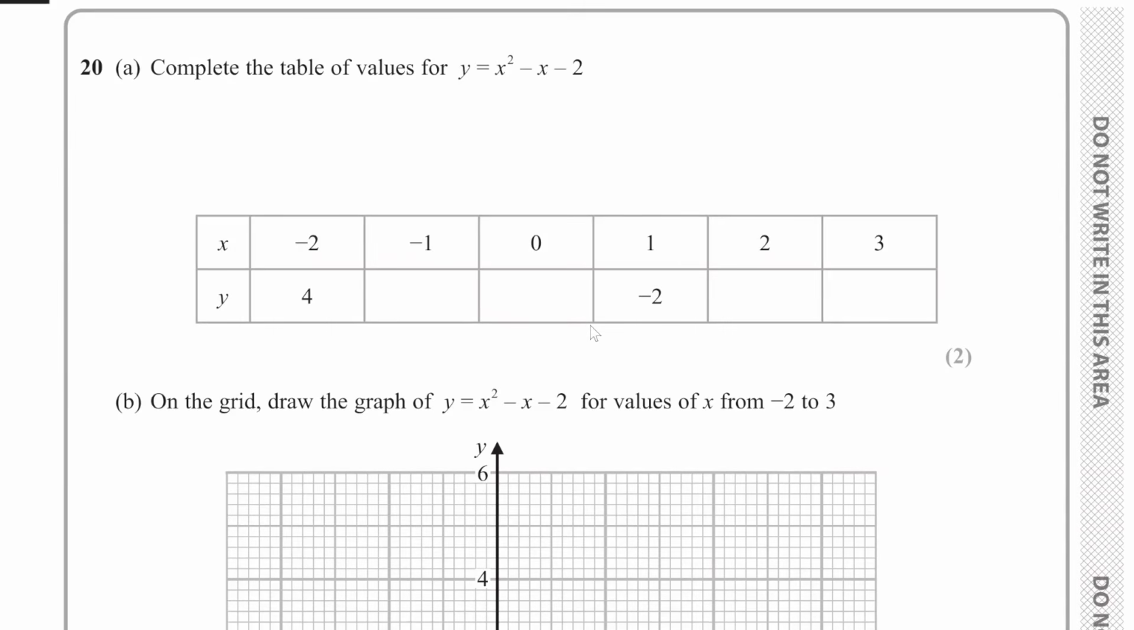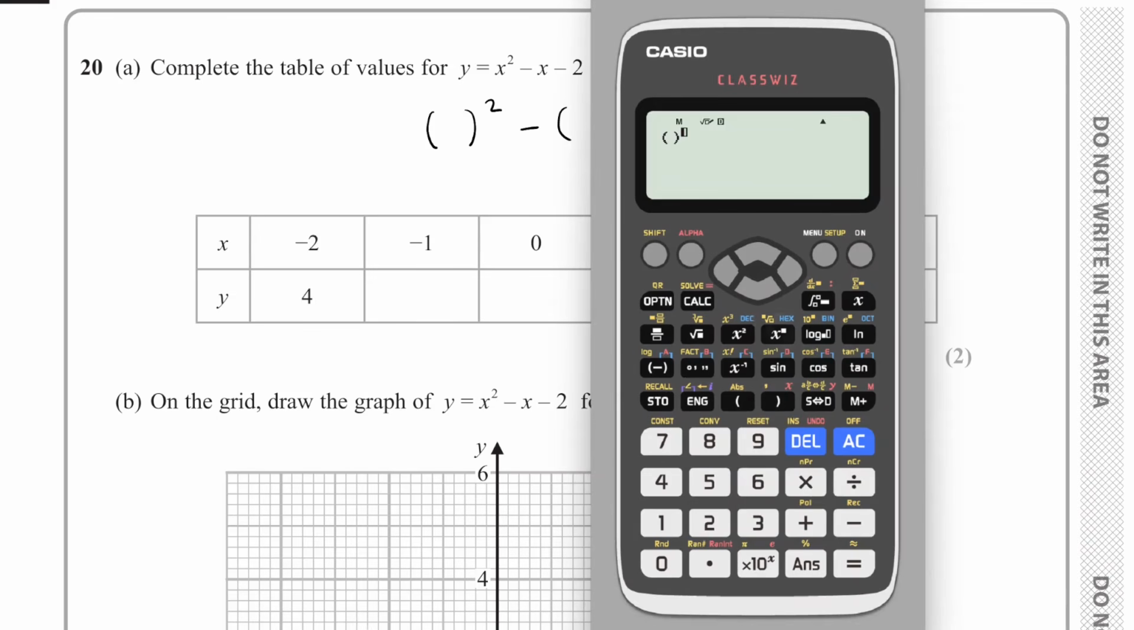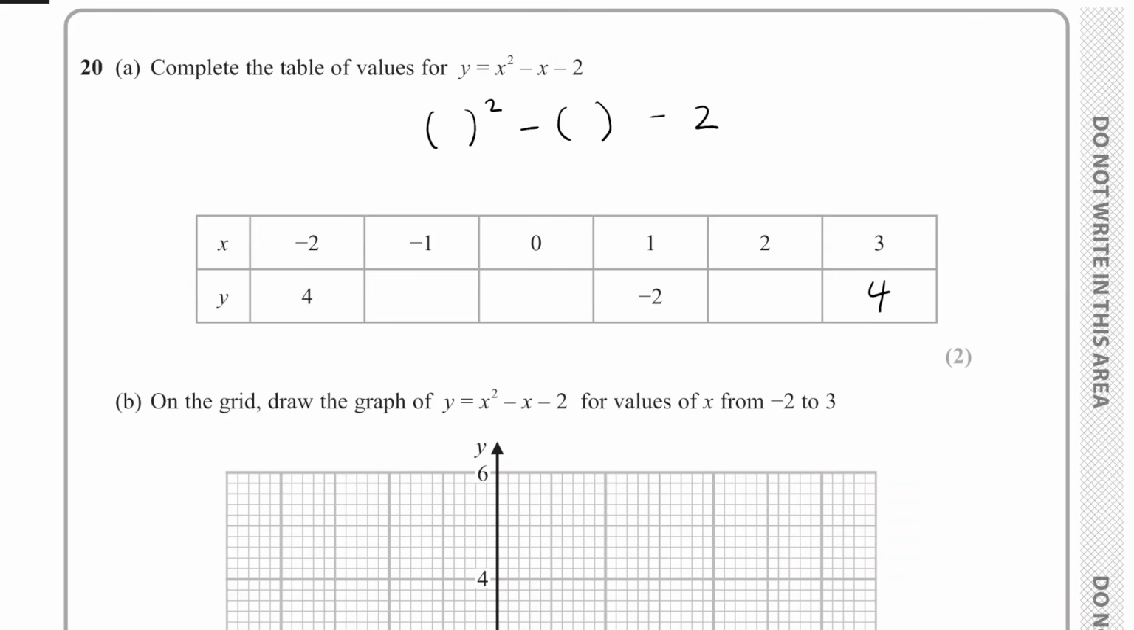Question 20. Complete the table of values for y equals x squared minus x minus 2. So we're given all the x values, so we just need to substitute them in. So it's going to be something squared minus something minus 2. So for the 3, squared minus 3 minus 2. And I'm going to use the calculator. So when I've got a 3, I'm going to put the 3 inside the brackets. So 3 squared minus 3 minus 2 is 4.